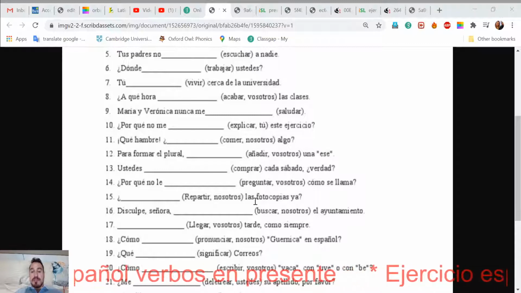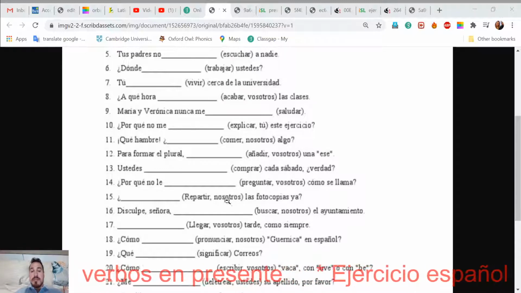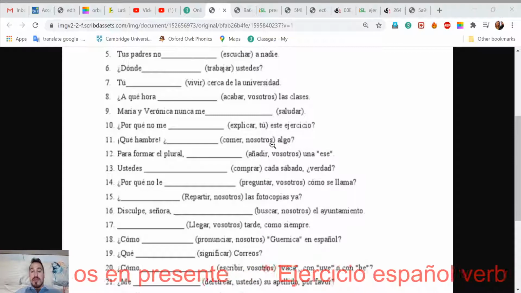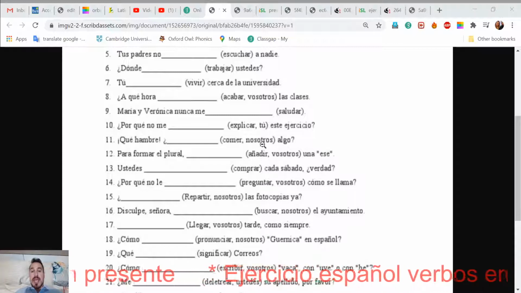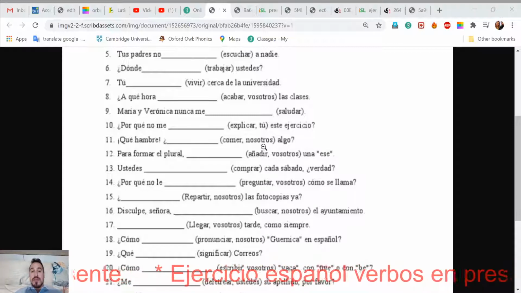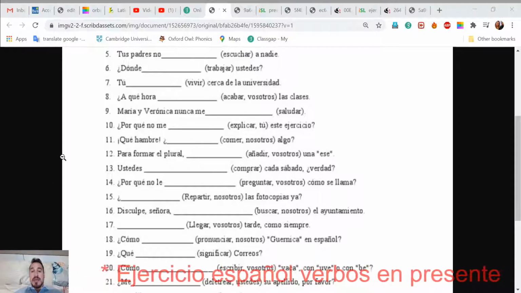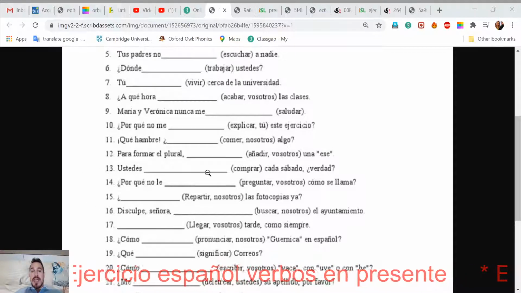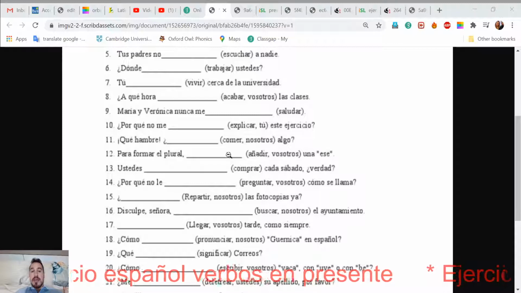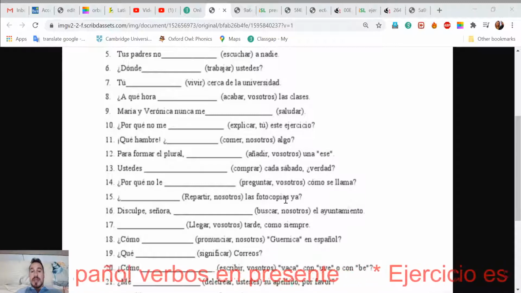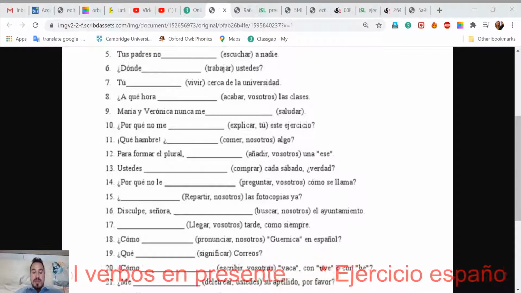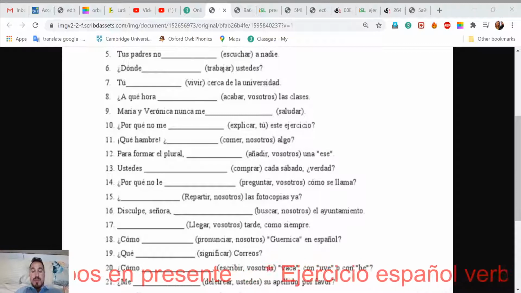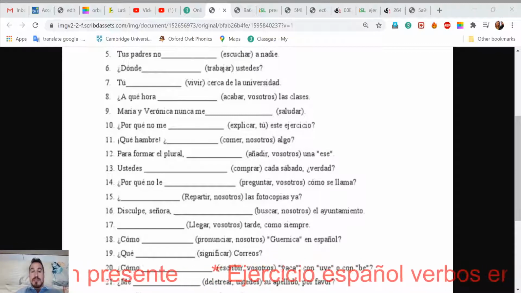11. ¿Qué hambre? So, nosotros always end in a MOS. And before it could be either an E or an I. Since this is an ER verb, it's gonna be an E. So, comemos. Right?